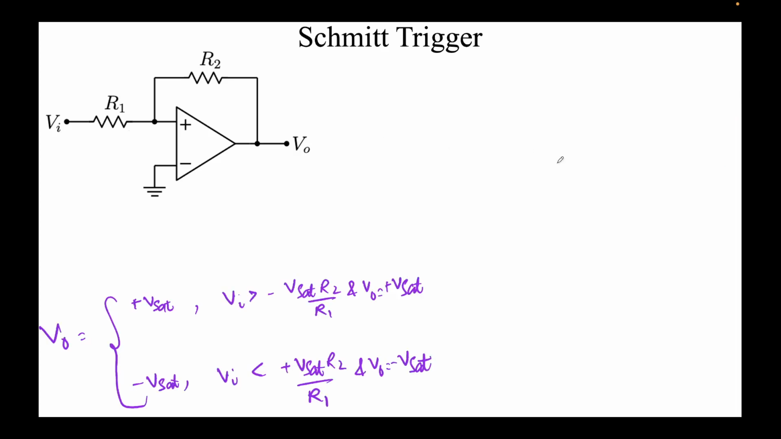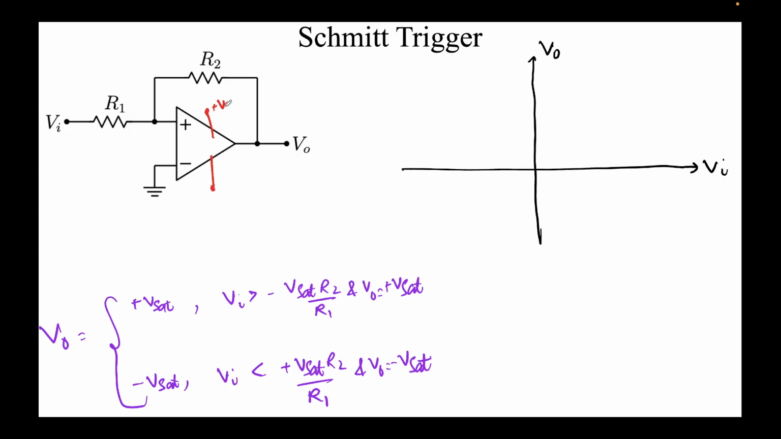Now let's put it into a format like this. So we saw V0 will remain plus Vsat when we start with plus Vsat and Vi is greater than minus Vsat R2 over R1. Second case, we saw that if we start V0 equal to minus Vsat, it will remain minus Vsat until Vi is less than this value. So what I'll try to do, I'll try to plot this over here. Okay, and just for the sake of simplicity, remember, this is plus Vsat and minus Vsat, plus Vsat and minus Vsat. Okay, so I'll assume that Vsat equal to 15 volts.